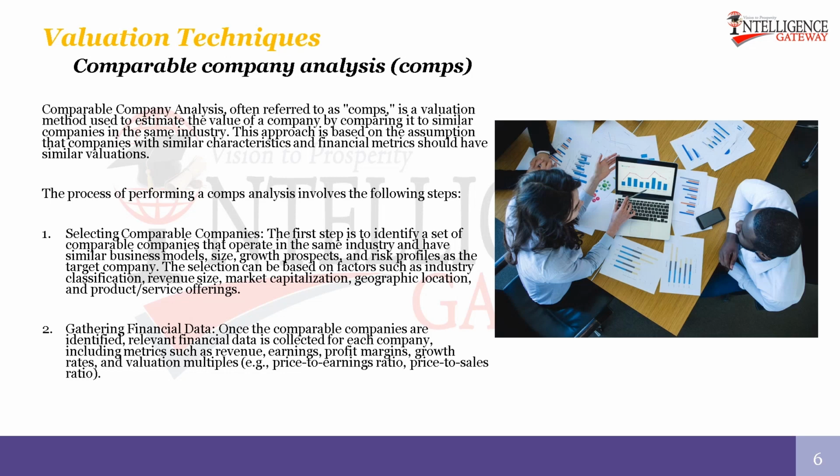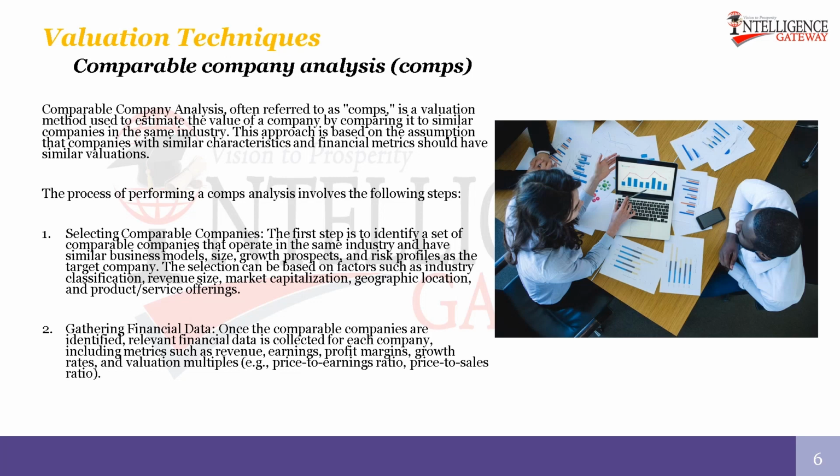Selecting comparable companies. The first step is to identify a set of comparable companies that operate in the same industry and have similar business models, size, growth prospects, and risk profiles as the target company. The selection can be based on factors such as industry classification, revenue size, market capitalization, geographic location, and product or service offerings.